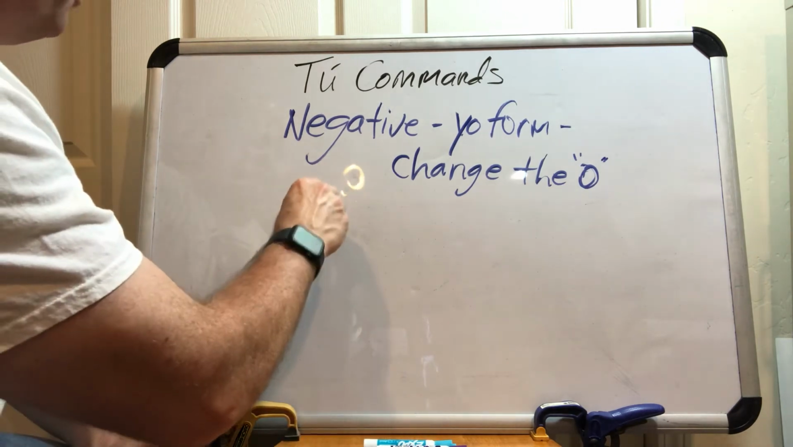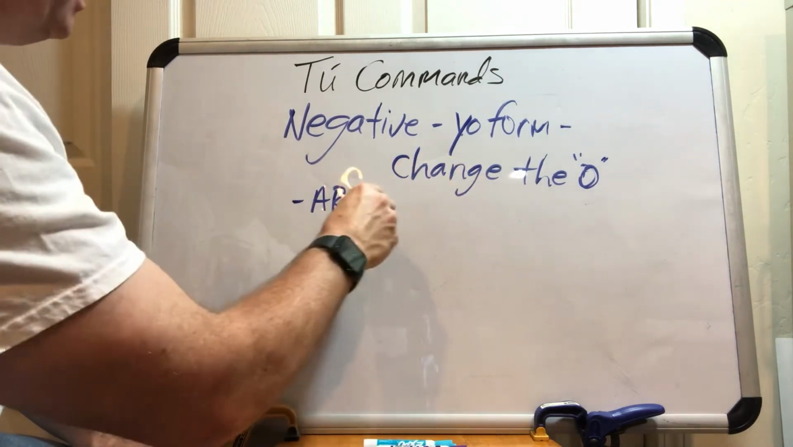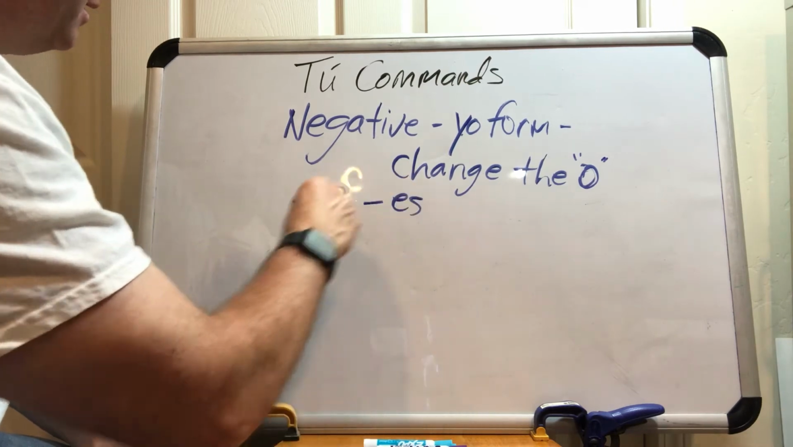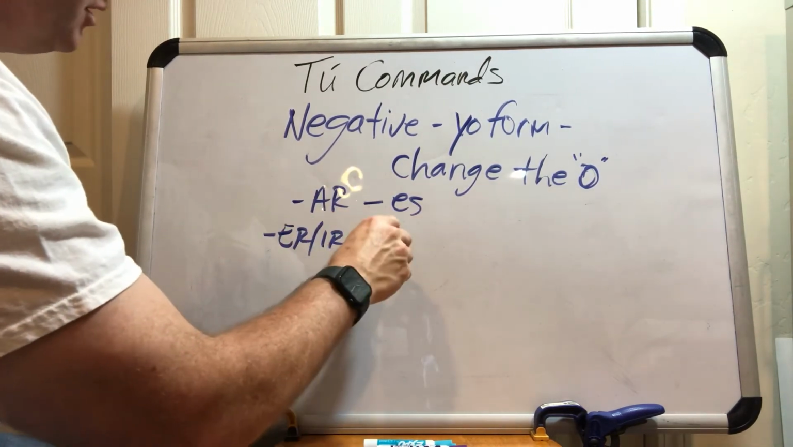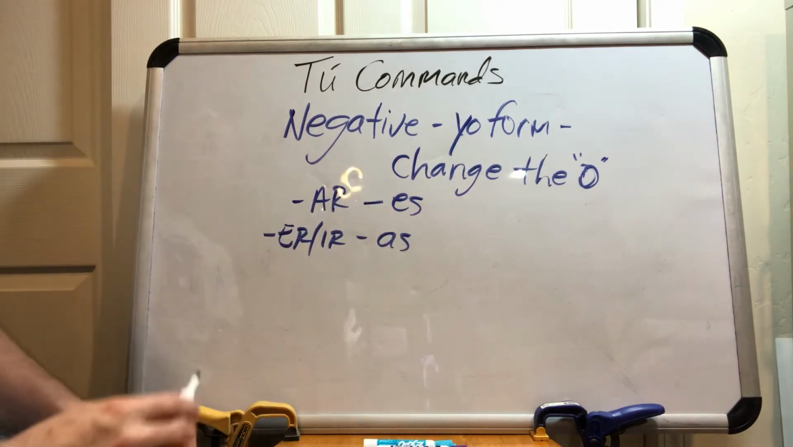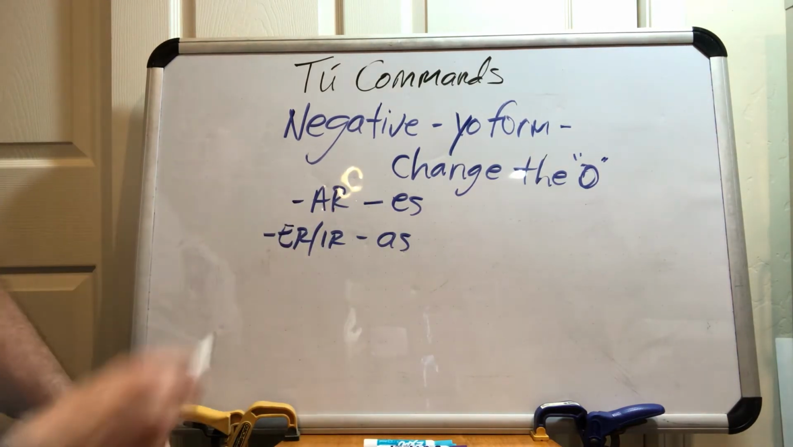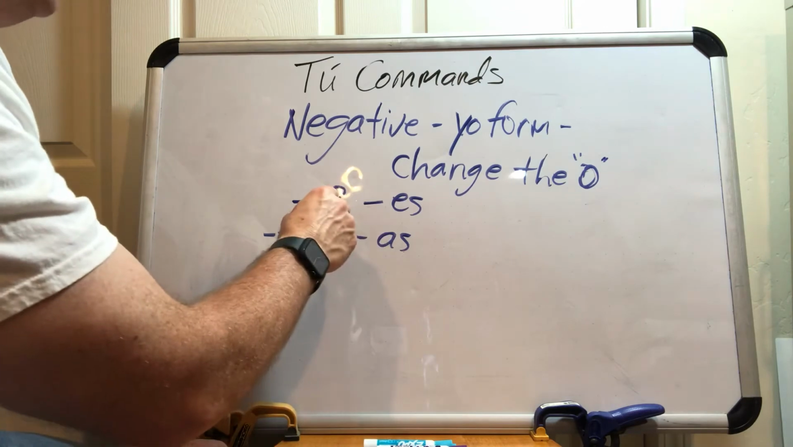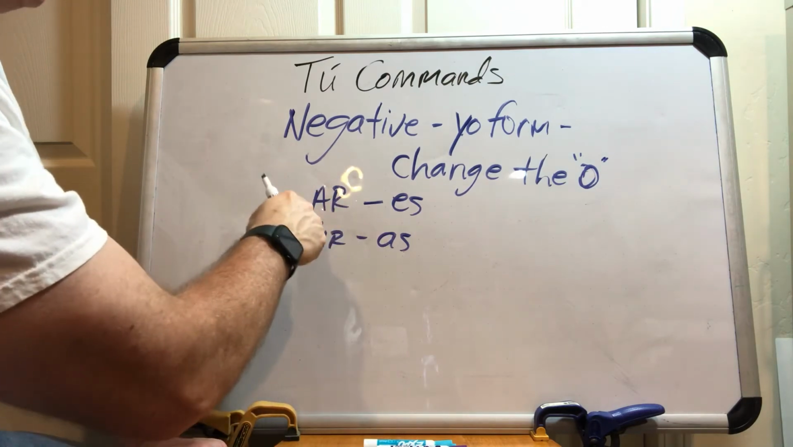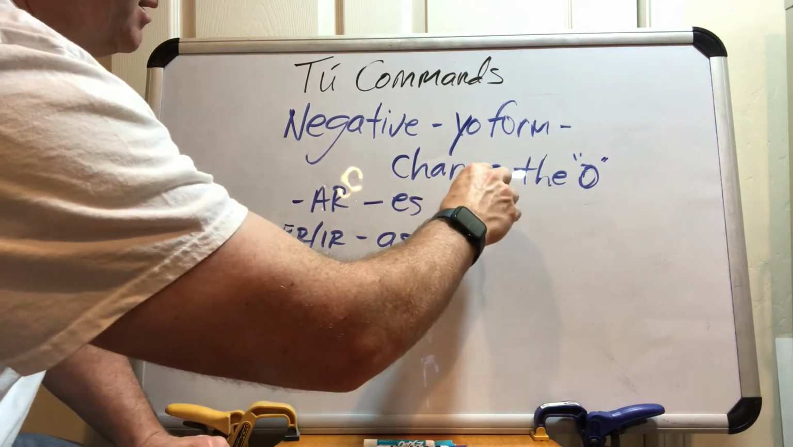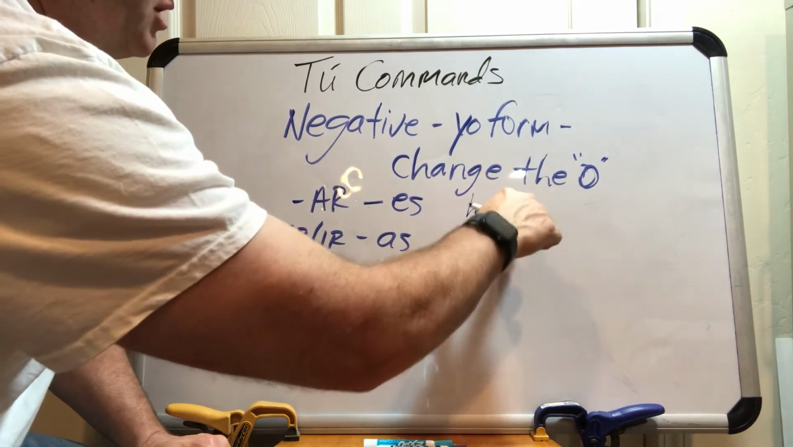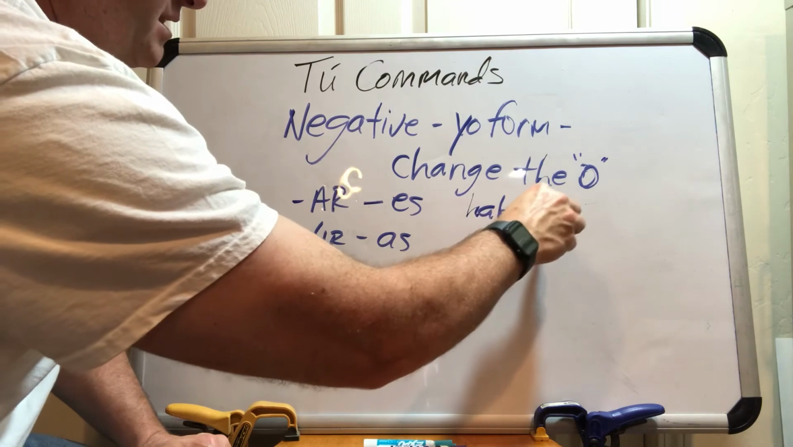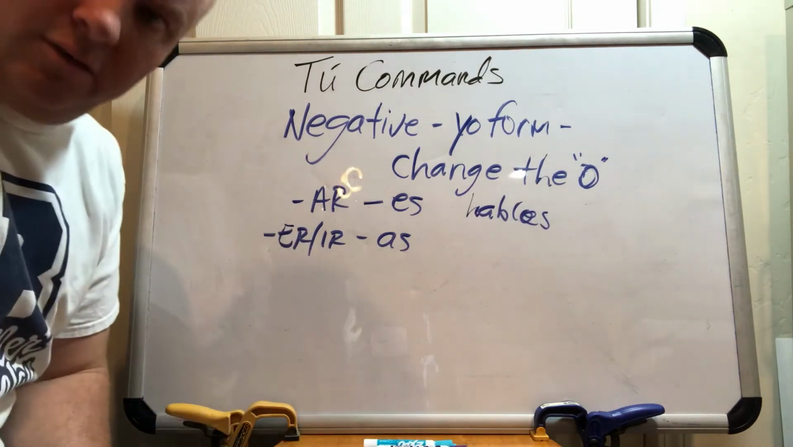So if it's an AR verb, you're going to change the O to ES. And if it's an ER or IR verb, you're going to change it to AS, okay? So that's what we're changing the O to. So for example, for AR verbs, you have like hablar, the yo form is hablo. And so we're going to change that O to ES, so hables. No hables, don't talk, okay?